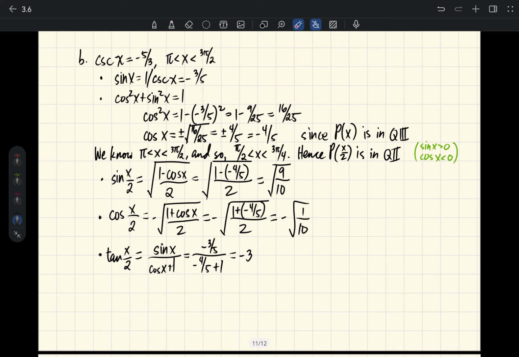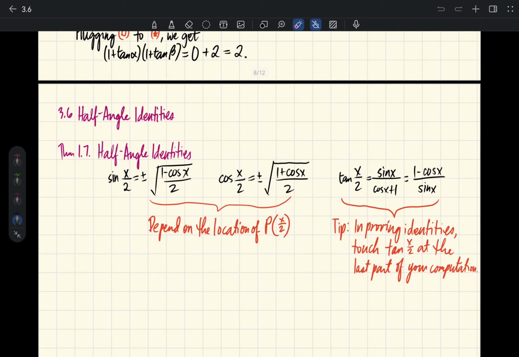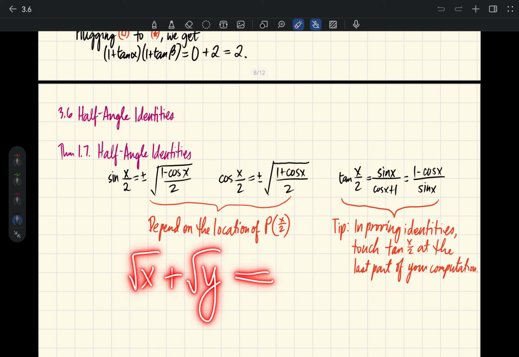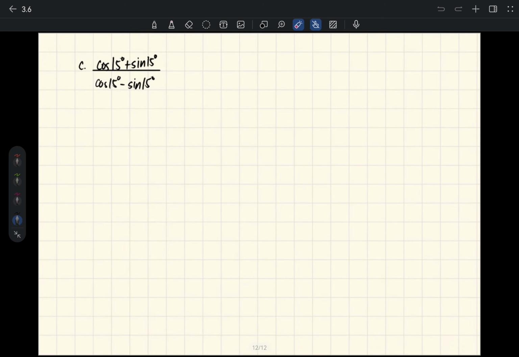However, what's our problem? Our problem is that your half angle identities are inside radicals. And take note, you cannot add radicals like this. These two are not equal at all. So instead of using your half angle identities, maybe we can do some manipulations.